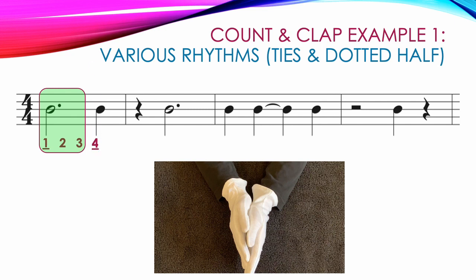The next measure, we start with a quarter rest, so we say 1 with our hands apart, and then we end with a dotted half note, so we clap on count 2, keep our hands together while we finish counting the measure, 2, 3, 4.